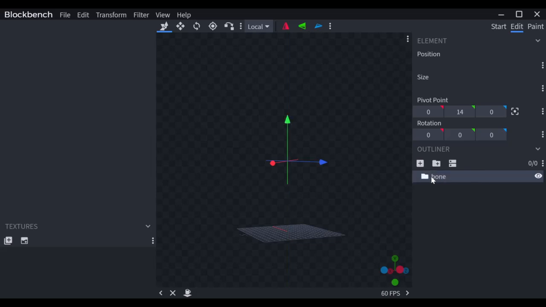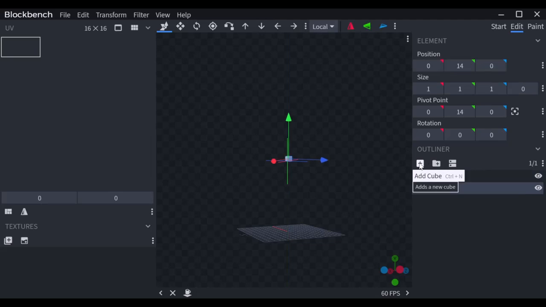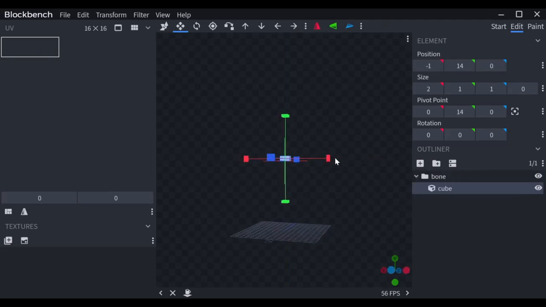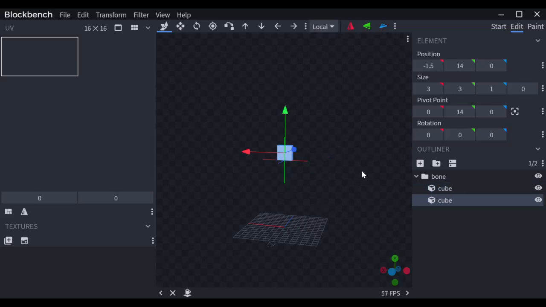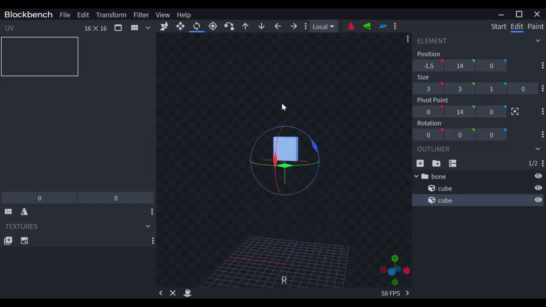We start with a bone, as always, and we add a cube to it. S to resize. For this one, it doesn't matter as much if the bone is in the middle of the block, but it looks better that way, so we're doing it that way. Alright, so there is our starting block. Like with the sphere, we're going to duplicate it and we're going to rotate it.